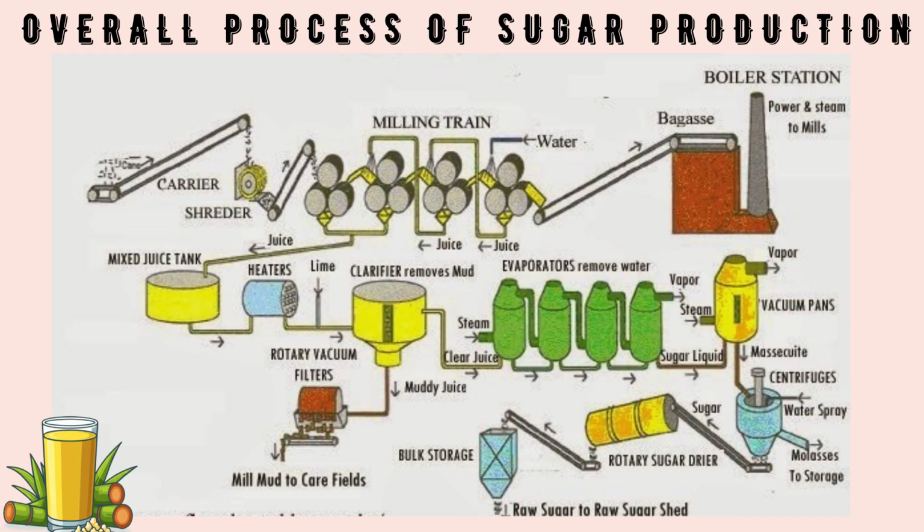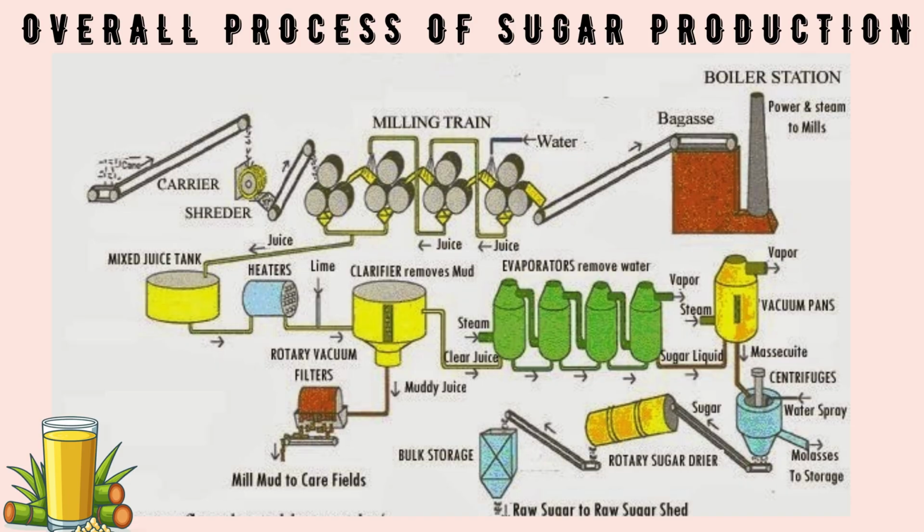Okay, as you can see in the slide, this is the overall process of producing sugar. As I mentioned before, it involves 9 main steps, starting from the sugarcane at the farm until we get the final sugar crystal. First, we start with harvesting. Mature sugarcane is cut and brought to the factory. This is the raw material that will go through all the processing steps.